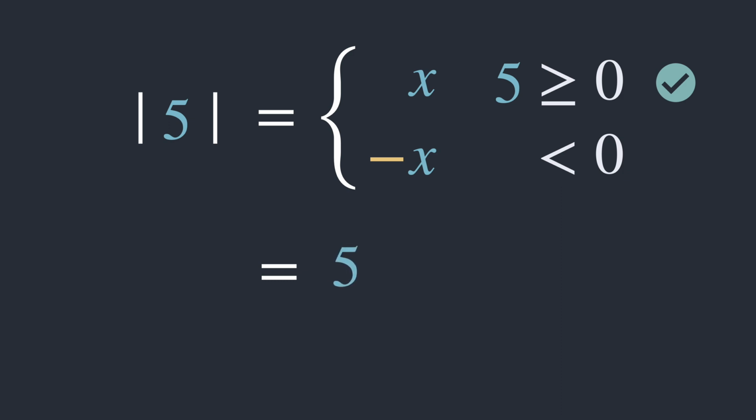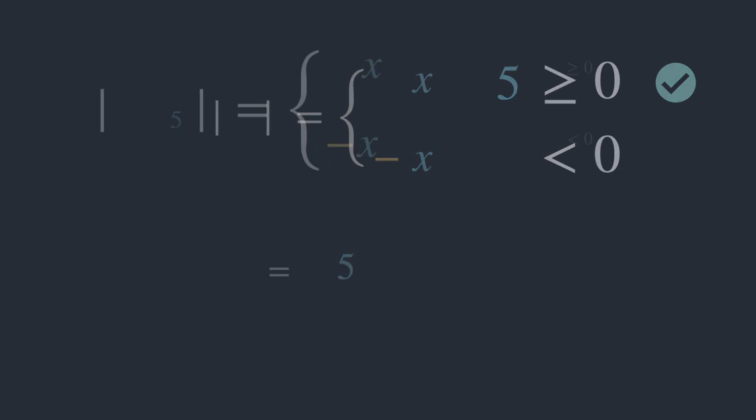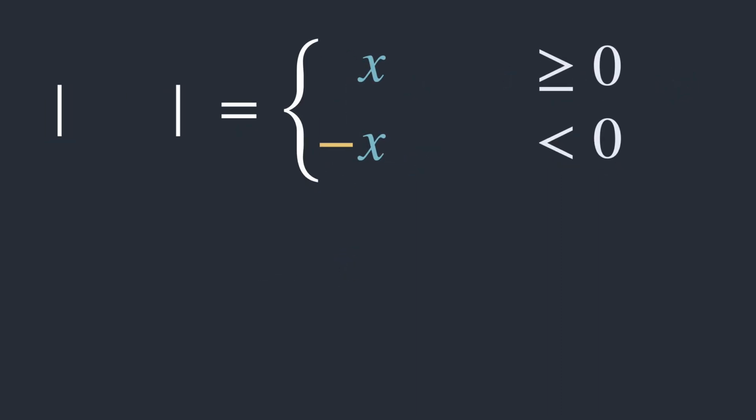Now let's consider what would happen if the argument of our function was -5. Once we pass -5 into the function, it's going to check to see if -5 is greater than or equal to 0. And this is false. So then it checks the next condition, is -5 less than 0?